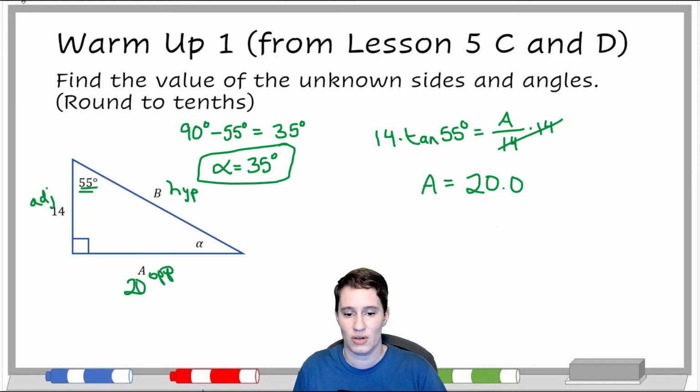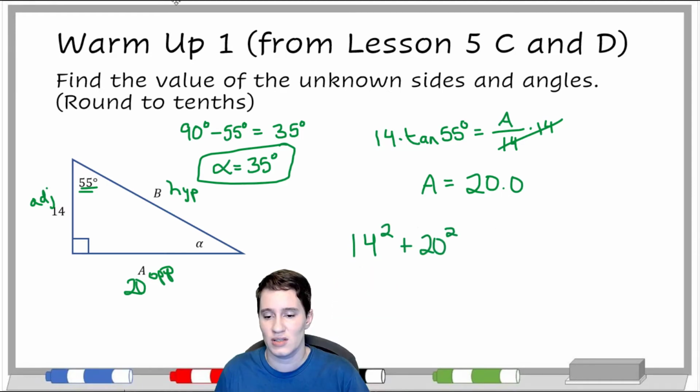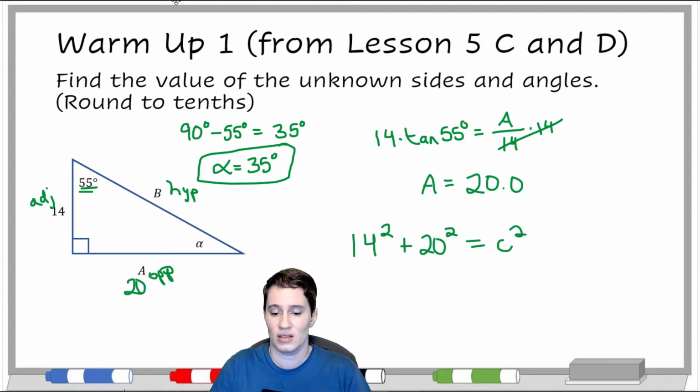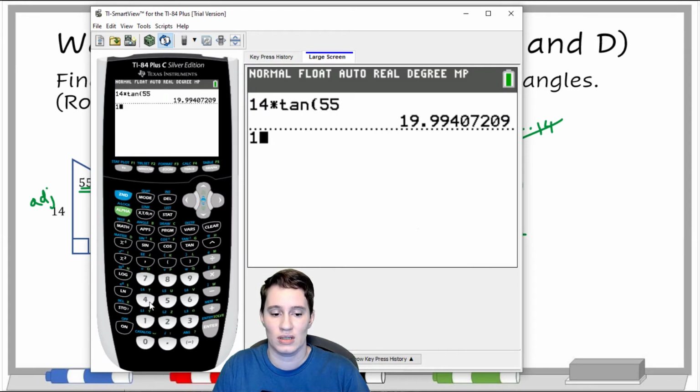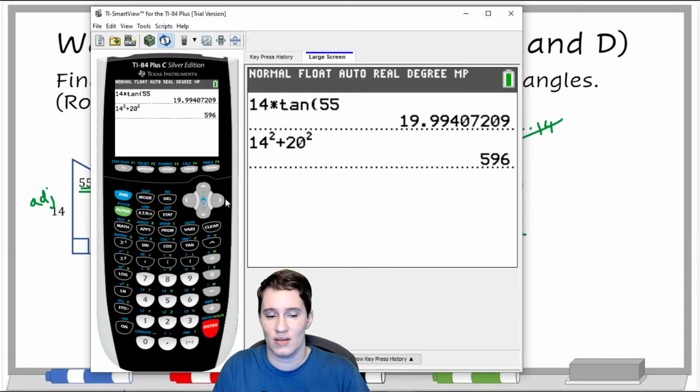Now that we know A is 20, we can use these 2 legs to find the third side with the Pythagorean theorem. We could use a trig function again. In fact, we can use any of the trig functions this time since we know 2 sides. Tangent wouldn't help us at all at this point. So we're going to do a squared plus b squared equals c squared. So on our calculator again, because these numbers are getting pretty big, we'll do 14 squared plus 20 squared, and then 596. Does that have a square root?